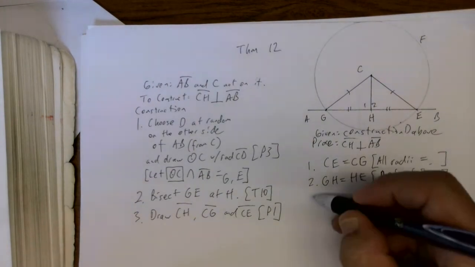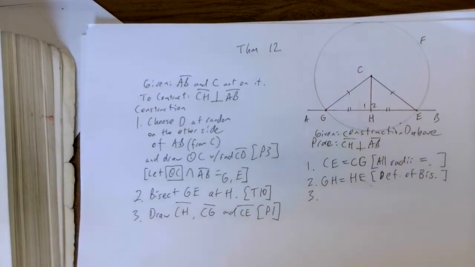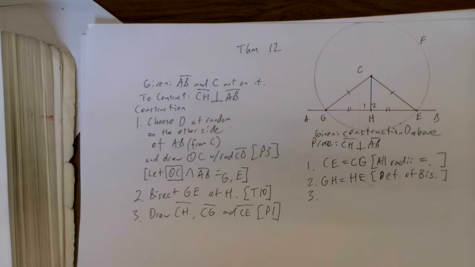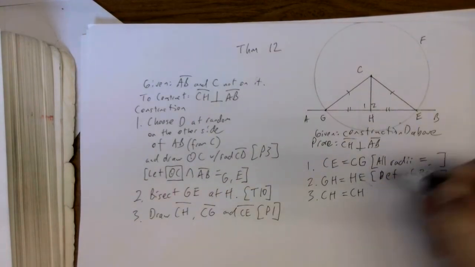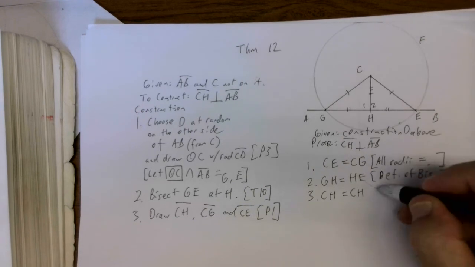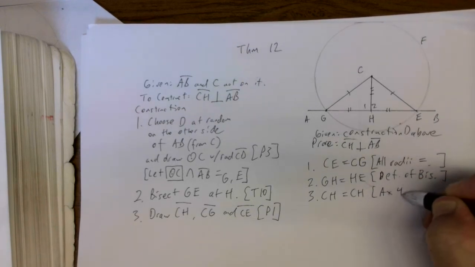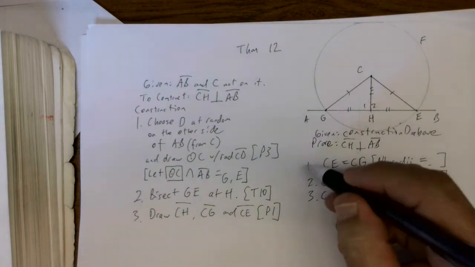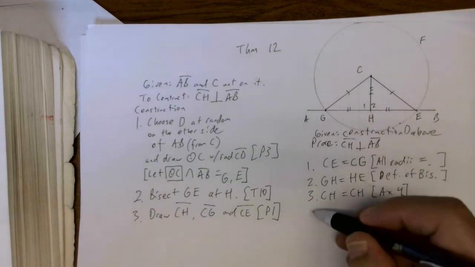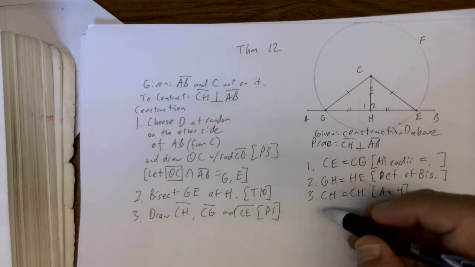And finally, what is the third set of either sides or angles? Emmy? CH equals CH. Excellent. CH equals CH because of axiom 4, or reflexive, or things that coincide are equal. Click, click, click. So I just heard a locker open.